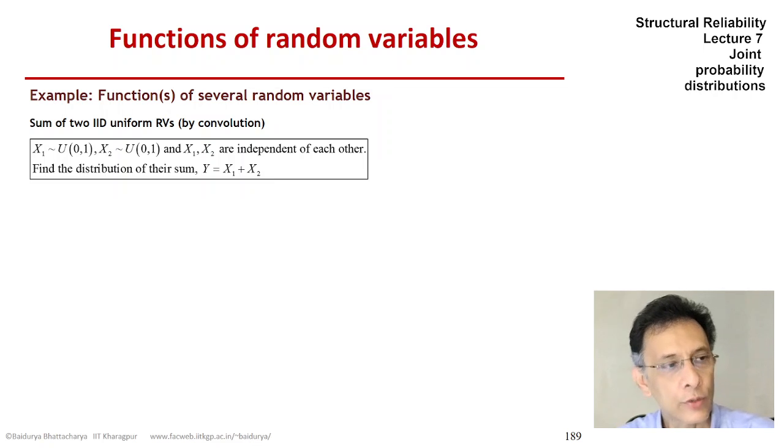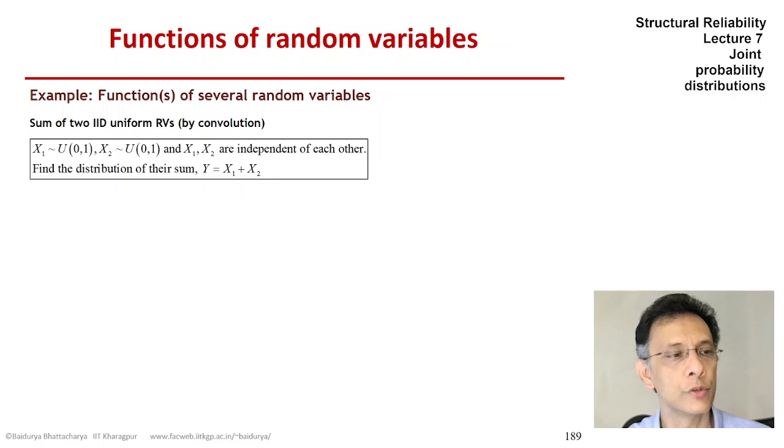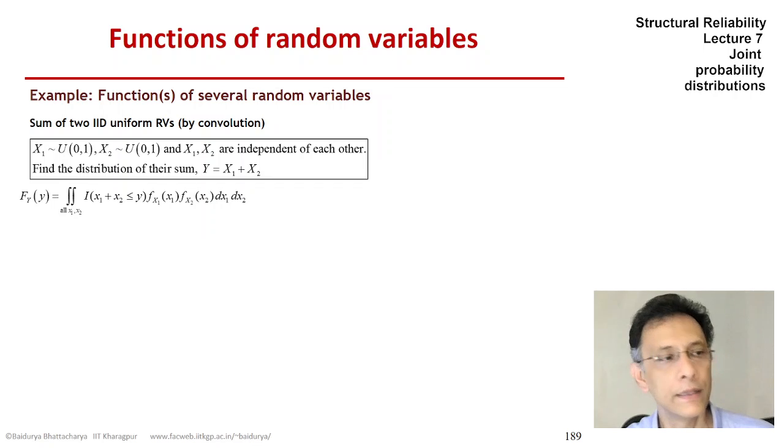So x1 and x2 are two uniform random variables, independent and identically distributed between 0 and 1. So we want to find the distribution of their sum. Let's start with the basic definition of the CDF of y, which is the sum of x1 and x2. And we just write it as the double integration over x1 and x2 of the region in which the sum is less than little y, for which we have used the indicator function, as you see.